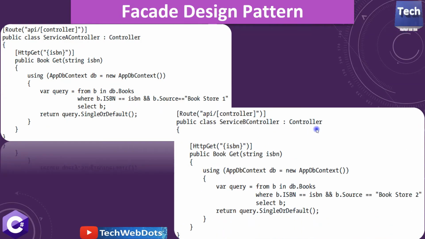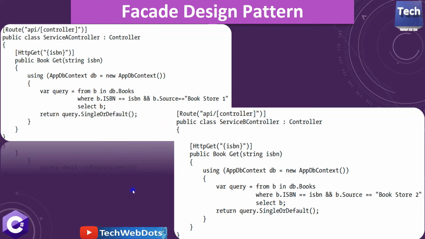Now similarly we will create another controller which will act like a second service for this demo purpose. It is the service B controller, and we do the same thing: we create one HTTP GET method which receives the ISBN as a query parameter, and on behalf of this ISBN from our books database we fetch the book where the ISBN is matching, and this time the store is bookstore 2. So now we have two bookstores, bookstore 1 and bookstore 2.